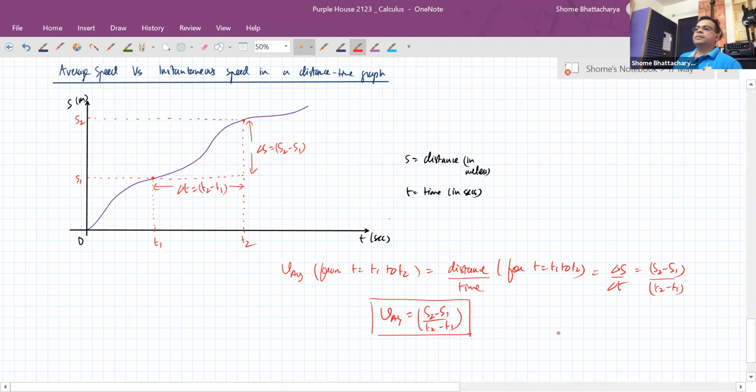During that time interval. Okay. So just make a quick note of this graph. First we are looking at average speed in terms of the distance time graph. Next we will look at instantaneous speed and what is the difference between the two.